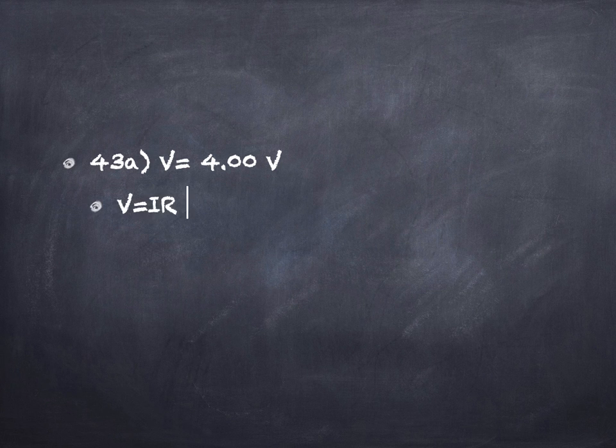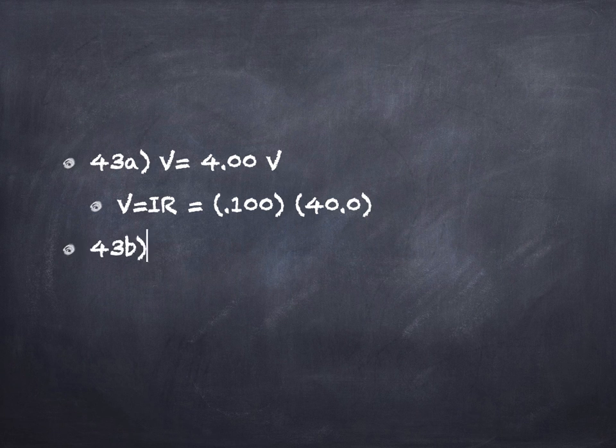43A is 4 volts. By the way, I didn't mention this earlier, and I should have: V equals 4V sounds weird. The italic V stands for voltage, and the other V stands for volts. This is, again, V equals IR. They have a 40 ohm resistor in a circuit which draws a current of 0.1 amp, which gives us 4 volts.